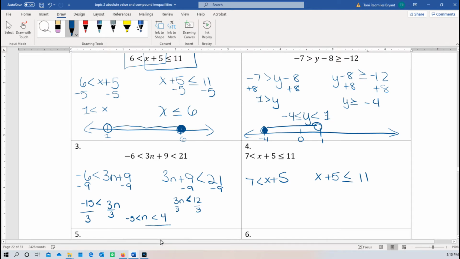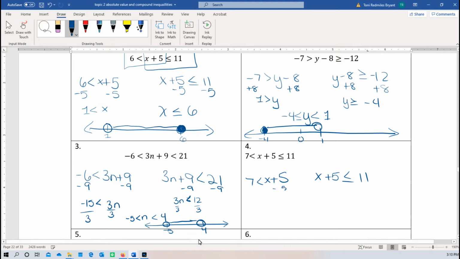So in this one, m is the values in between -5 and 4, such that it is greater than -5, but less than 4. Okay?